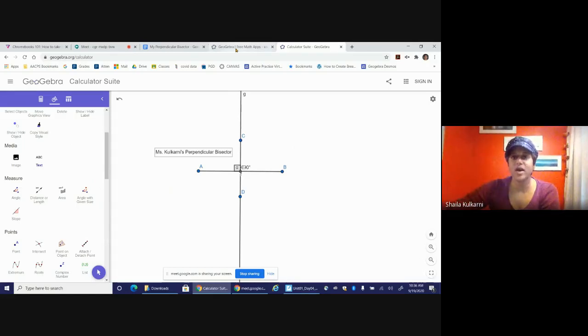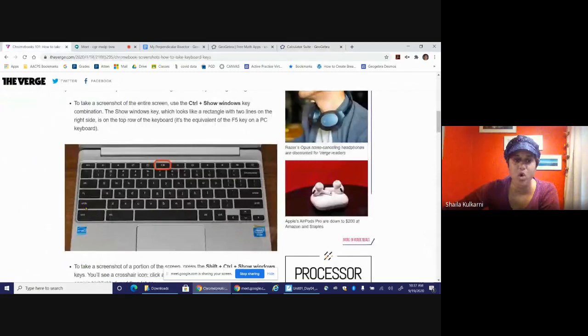Now, if you have a Chromebook, the best way to do a screenshot is to hit this control key right here and this little button right here. It looks like a rectangle with 2 lines next to it. If you want to be able to select what you're going to screenshot, you can hit control and the shift key at the same time, and then also hit those buttons at the top. So you would hit 3 buttons at the top.